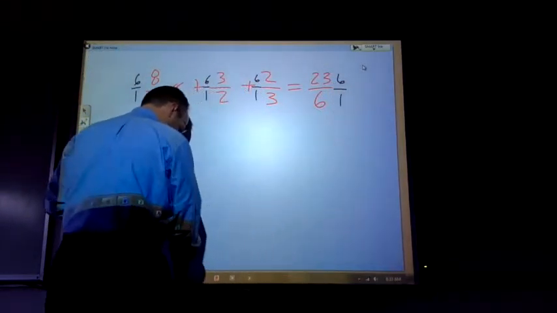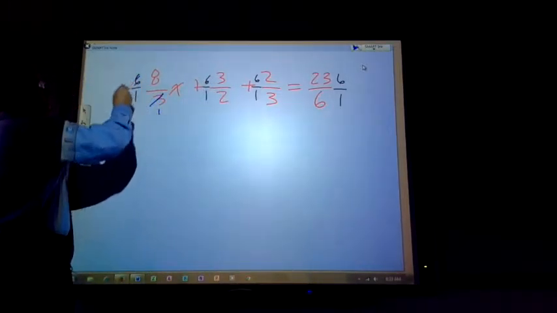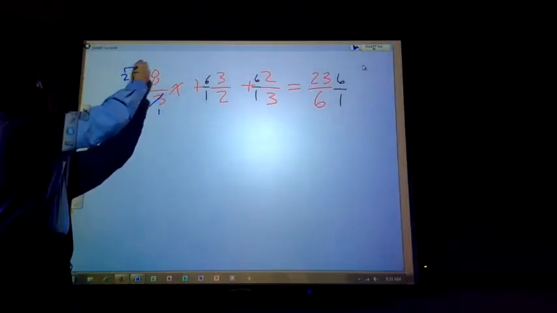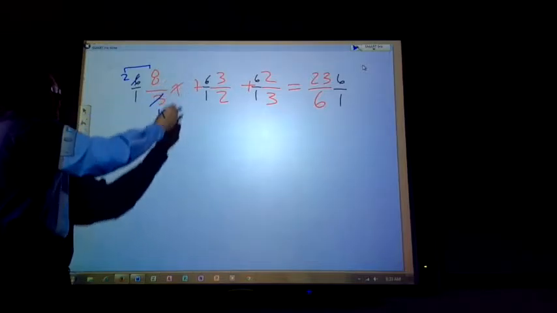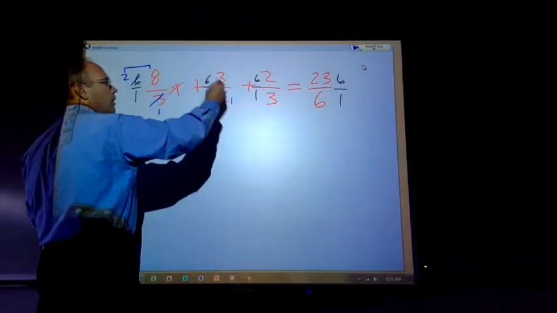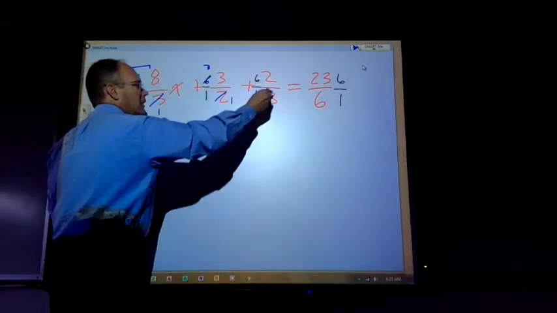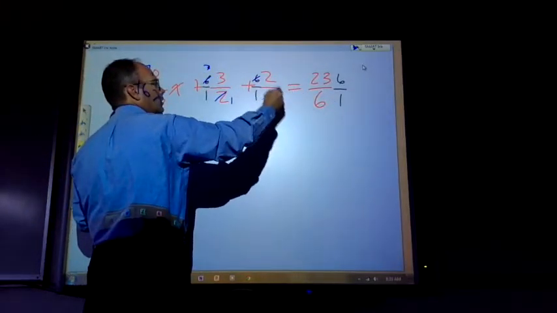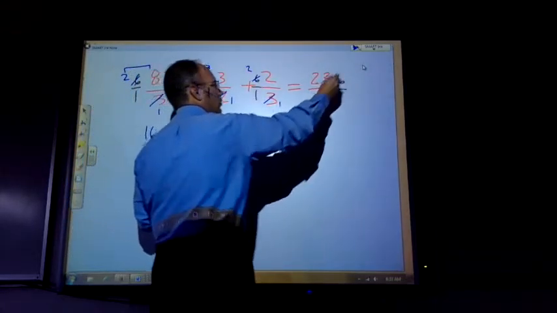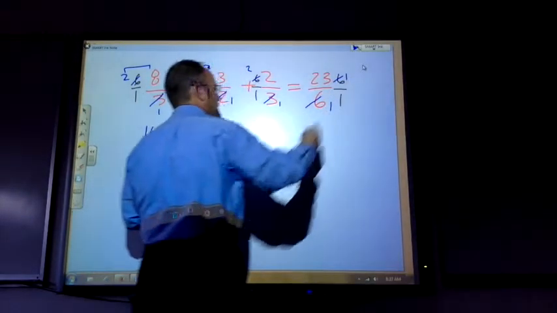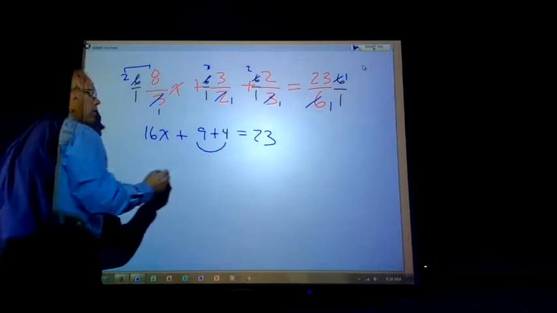A shot. From there, 3 goes into 6 twice. 2 times 8 is 16. Giddy up, and the x comes along, right? Plus 2 goes into 6 how many times? 3. 3 times 3 is? 3 goes into 6 how many times? 2 times 2 is 4. Equals. 6 goes into 6 how many times? 23 times 1? Yeah, buddy. All right, let's combine some like terms. Are those like terms? Yes.